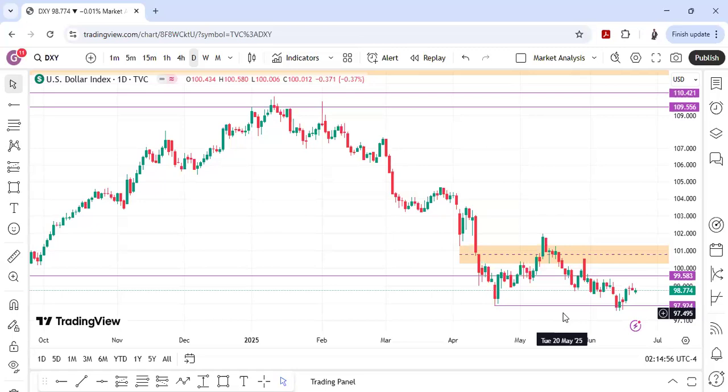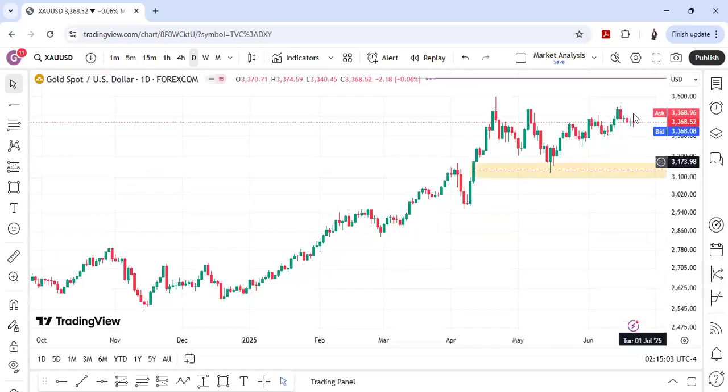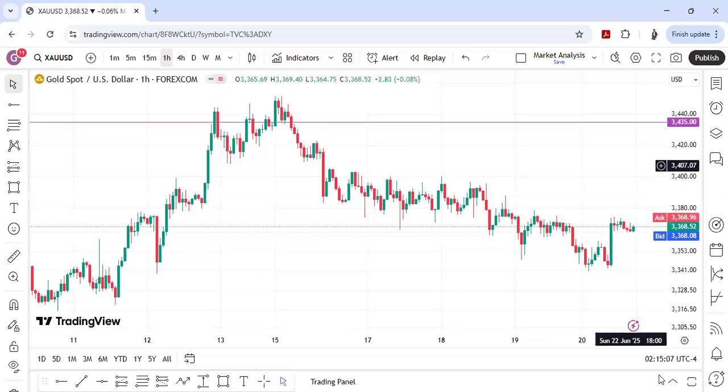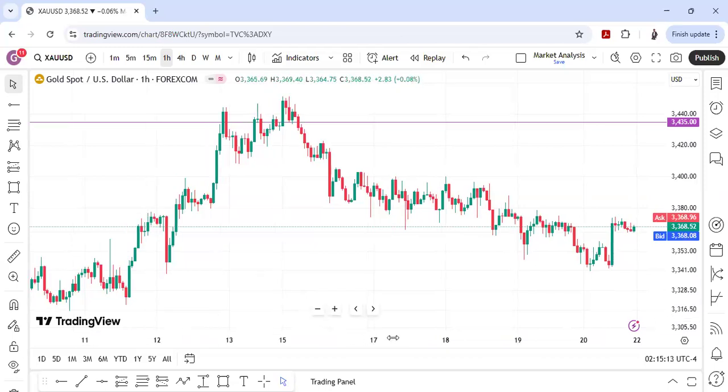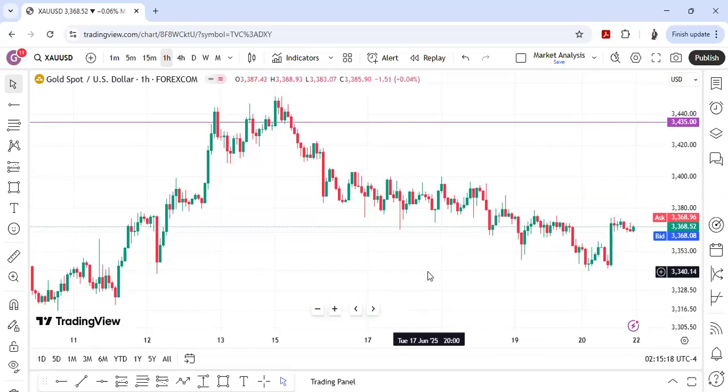Then gold, okay, we might take it higher, you know, to this area here before we sell. If it does that, that'll be massive for us. But I'm looking at the sell scenario for gold, and then we're still long-term bullish. We're just concentrated around that area.